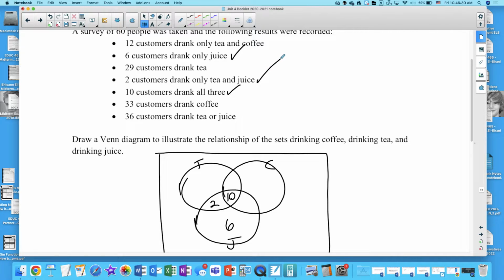What else? Yes, so 12 only drink tea and coffee. So this one I saw some confusion. A lot of people were putting 2 in there because they thought that this had to add to 12. If it said 12 people drink tea and coffee, that would be correct, this would have to add to 12. But only tea and coffee means you drink tea and coffee, you do not drink juice, because there's the word "only" in there, okay? So this is the part, that's 12. Okay, all right, is there anything else that we can fill in right now?